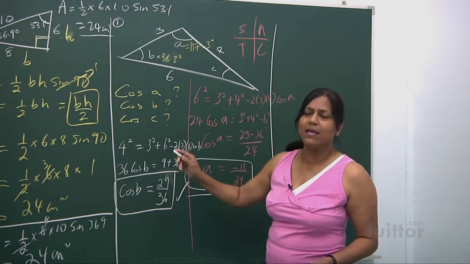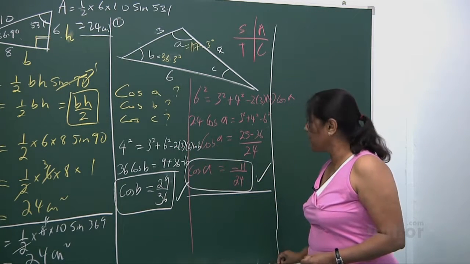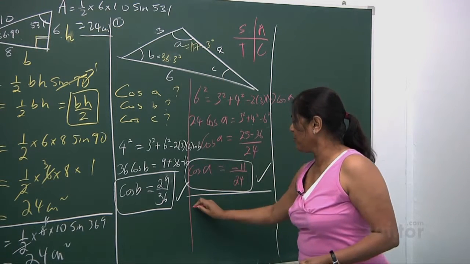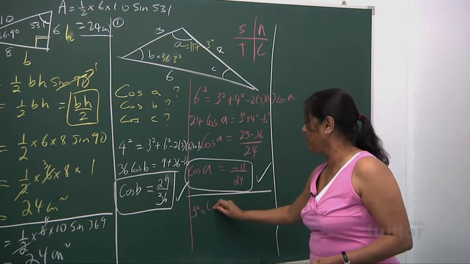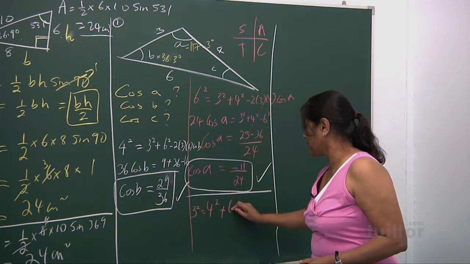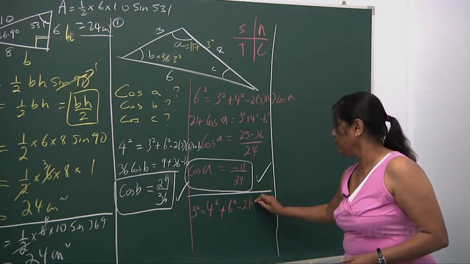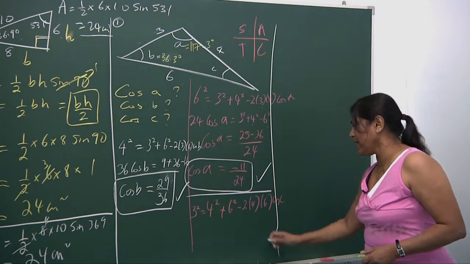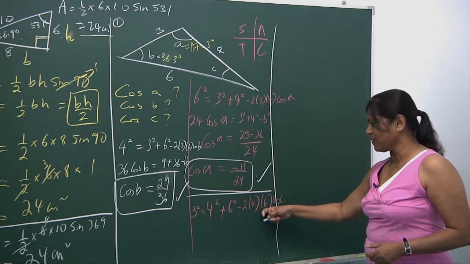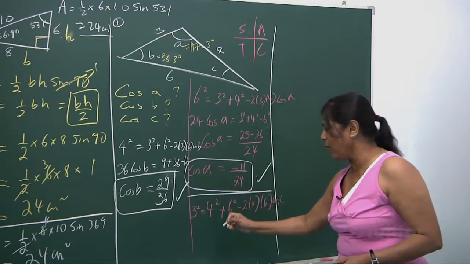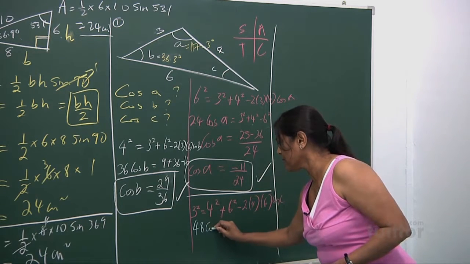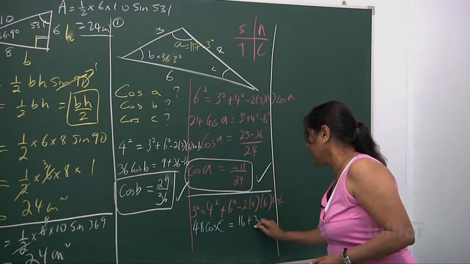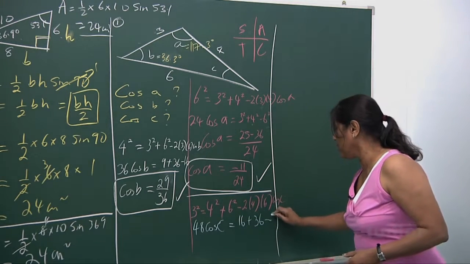So what is cos C? Now cos C is going to be, yes, before we work it out, C is facing 3. So 3 squared is equal to 4 squared plus 6 squared minus 2 times 4 times 6 cos C. Now we said A at 8. 8 times 6 is 48 cos C. Please go over 48 cos C. Cos C. Here is 16 plus 36. 3 squared goes over here.